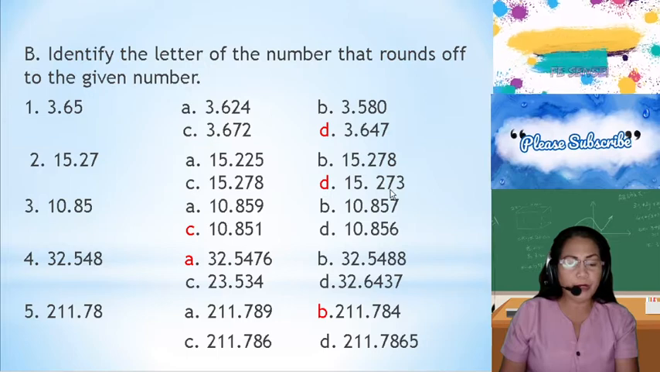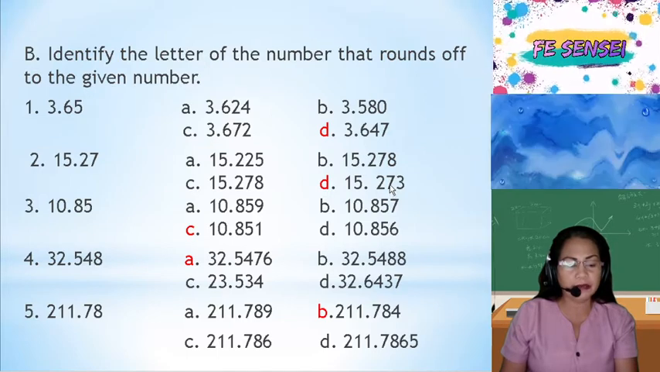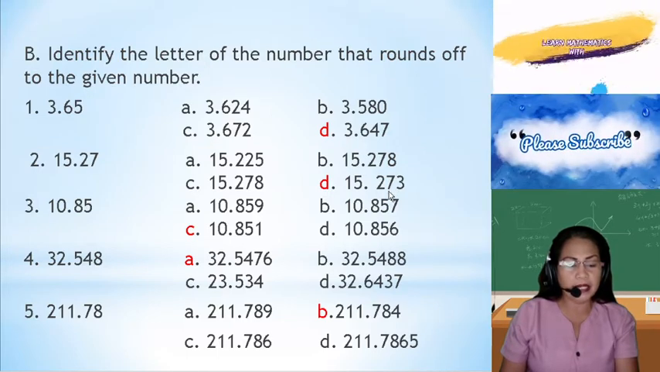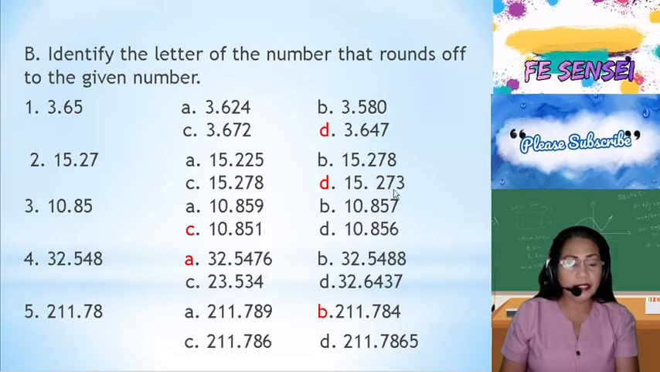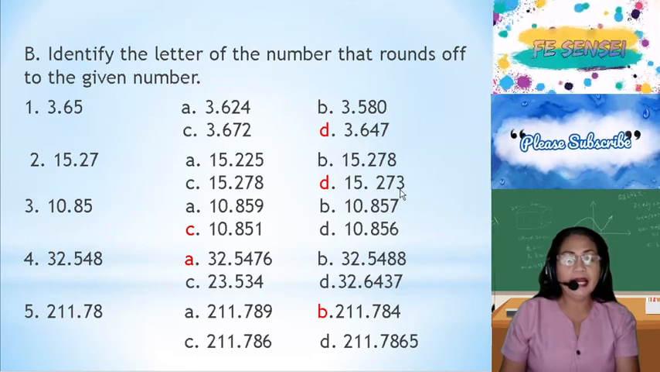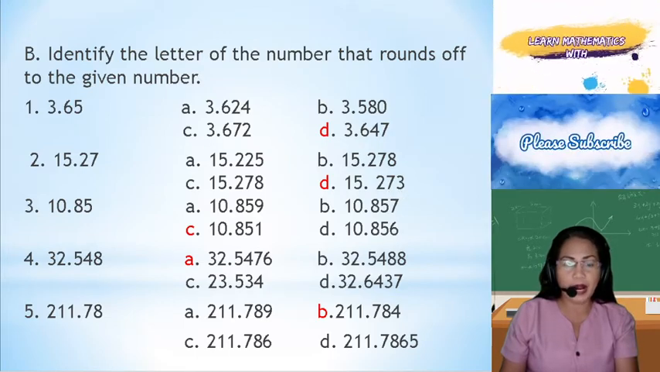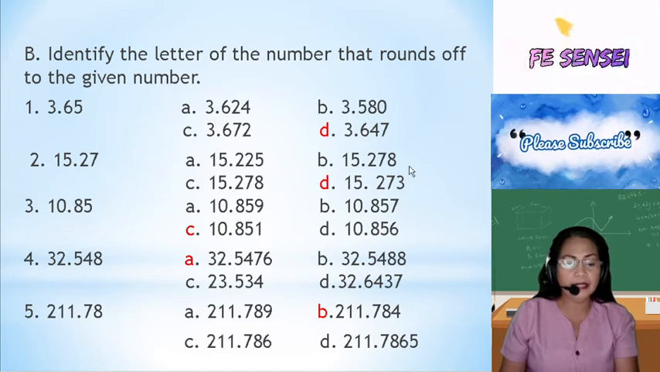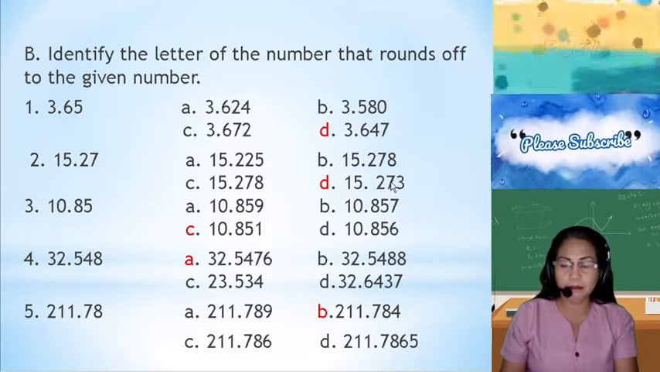Why? If we're going to round off to the nearest hundredths, the number in the hundredths place is 7. The number to the right is 3, less than 5, therefore round down, therefore the answer is letter B.